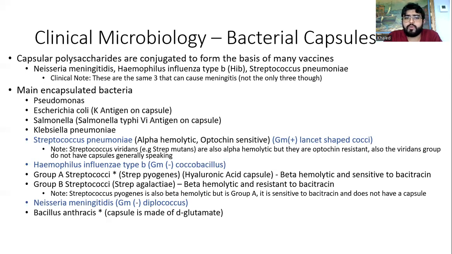And you have Haemophilus influenzae type B. This is a gram-negative coccobacillus. There's a very well-known vaccine against it. And then Strep pneumoniae, which we spoke about earlier. These three are all encapsulated, and they all cause meningitis. These aren't the only three that cause meningitis, you have others, but I tend to call them the three sisters. They're very famous causes of meningitis, and they all have capsules.